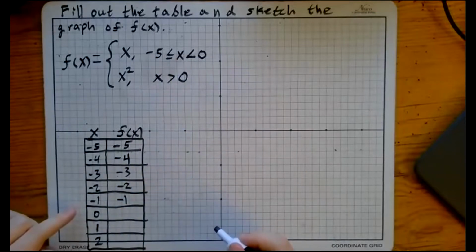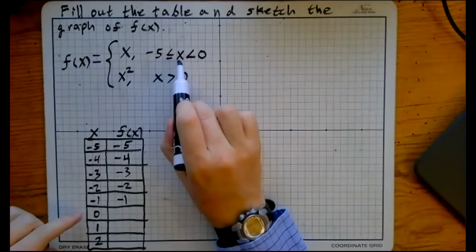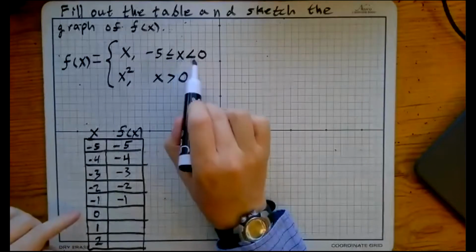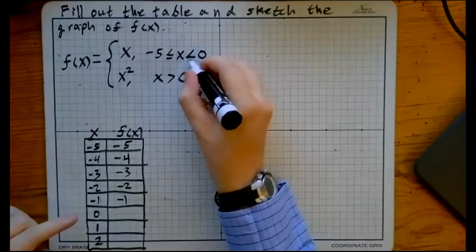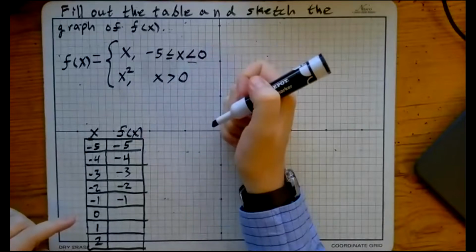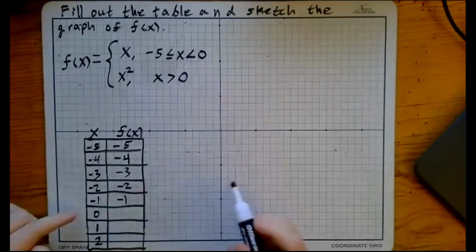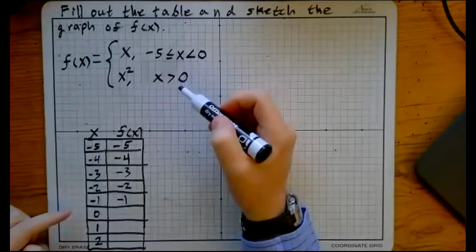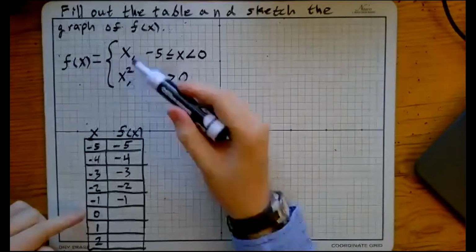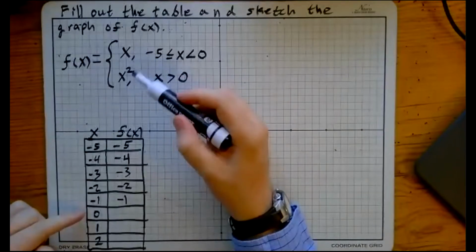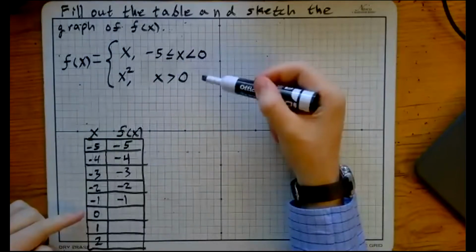All right, now what about 0? Negative 5 is less than 0, but 0 is not less than 0. If this was less than or equal to 0, then we would use this rule. But it's not. We're using a regular less than symbol. 0 is not less than 0. So will we use the other rule? Well, no, because 0 is not greater than 0 either. Neither of these rules applies. Does that make sense? 0 is not part of either one of these intervals.